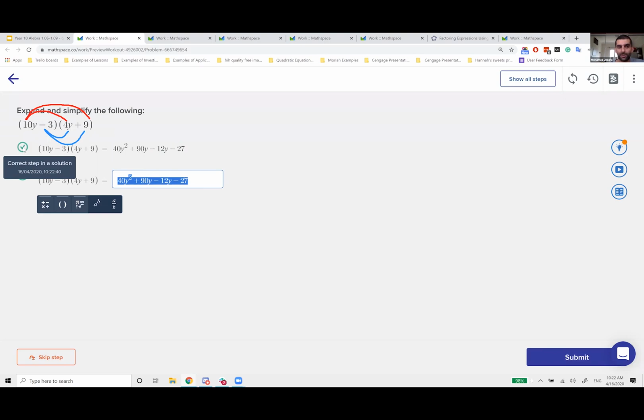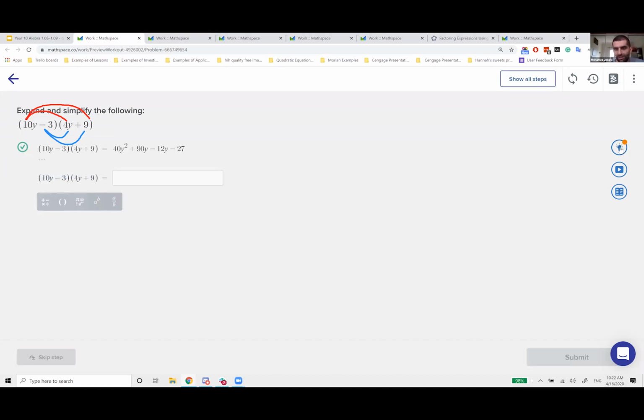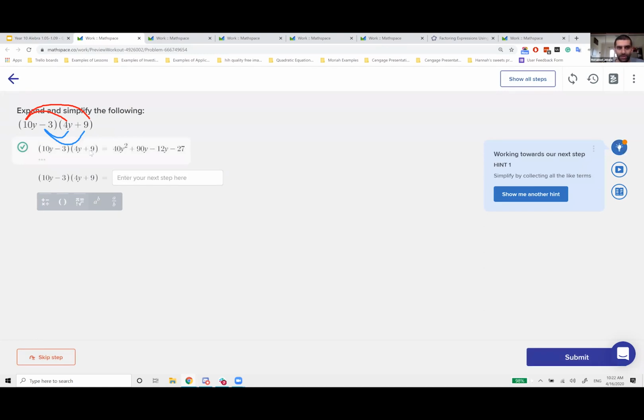We're not done. So Mathspace tells us you're correct so far, but you haven't quite finished. Just a reminder, if you're not sure why you're not quite finished, you can always ask for a hint. And the hint will tell you, look, you're on this step, there's just one thing you need to do, which is simplify by collecting all the like terms. Then we have this other hint: 90y minus 12y is 78y. So the 90y and the 12y are like terms. So we keep the 40y squared, but we can simplify that down to 78y minus 27.